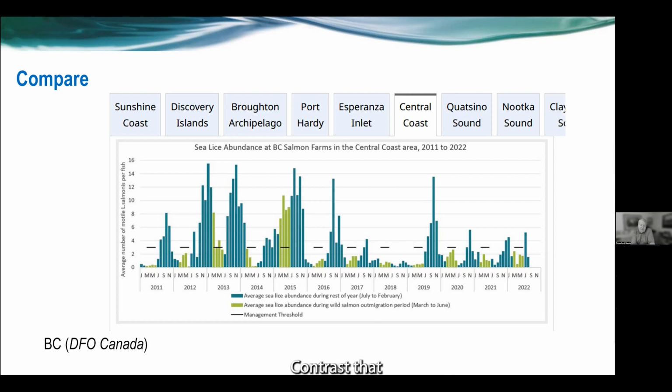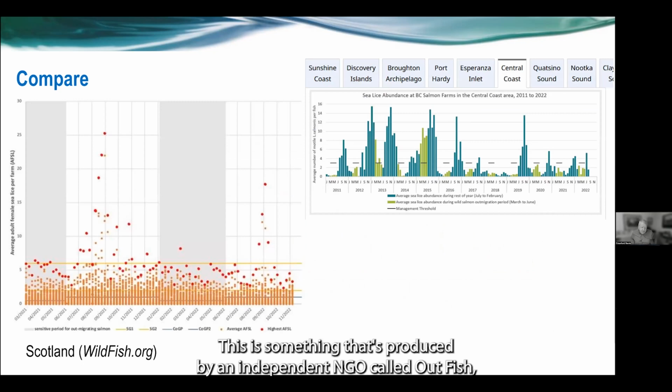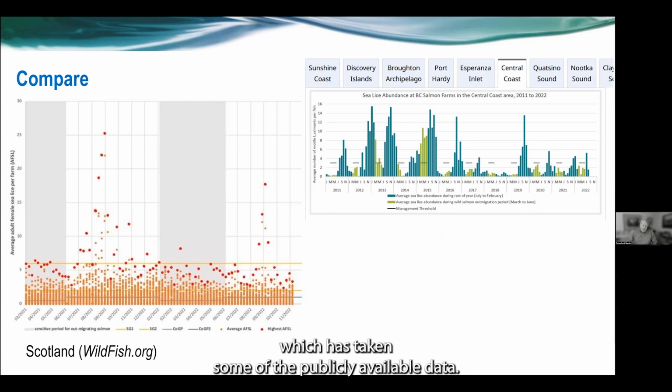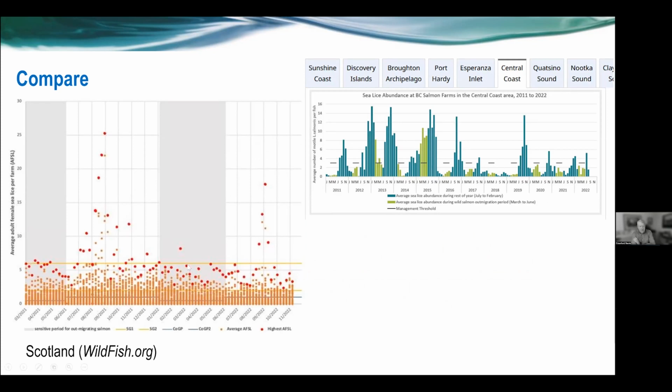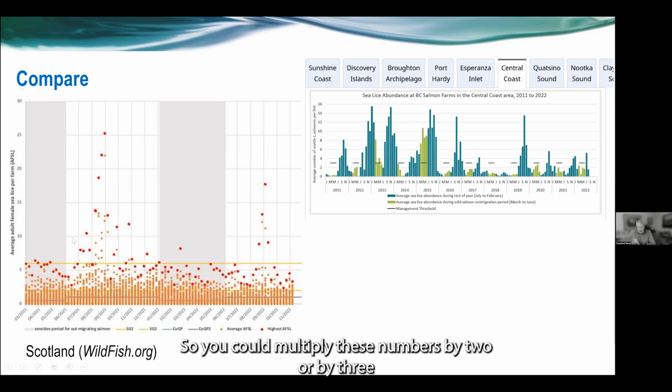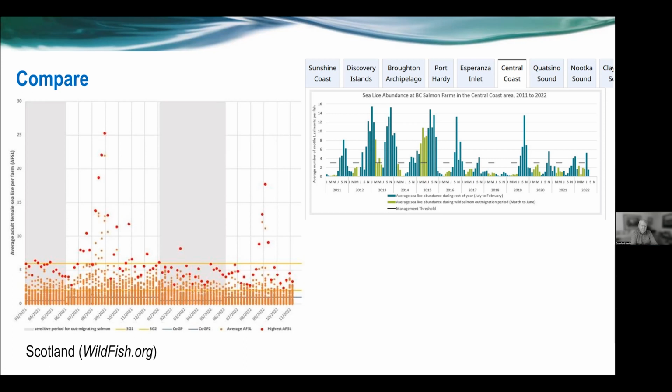We contrast that with the last couple of years here in Scotland. One of the challenges with Scotland is that there is not the same level of transparency in data. This is something that's produced by an independent NGO called Finfish, which has taken some of the publicly available data. And what we need to note here is that these are not motile levels, these are adult females. So you could multiply these numbers by 2 or by 3 to get an equivalent number in terms of what you're looking at in British Columbia.